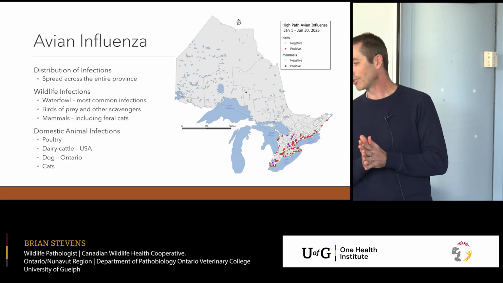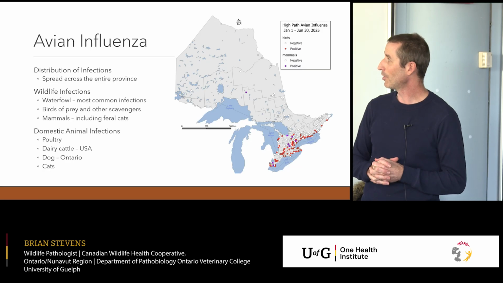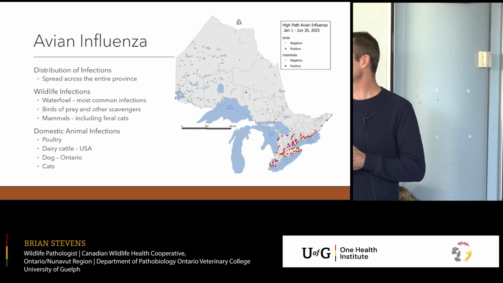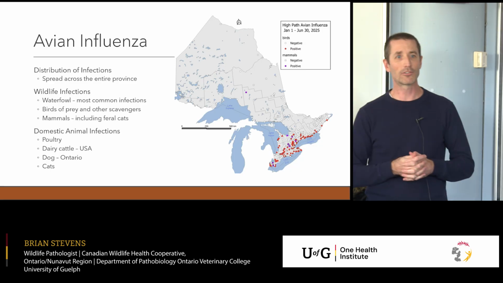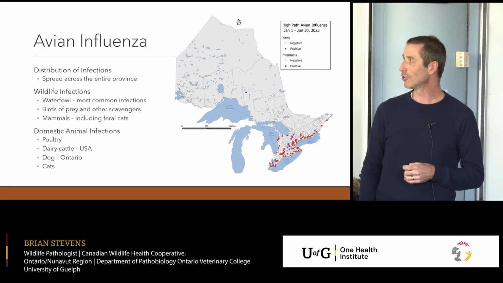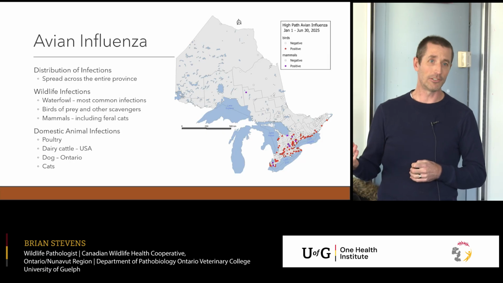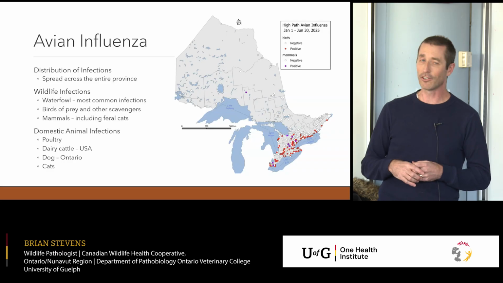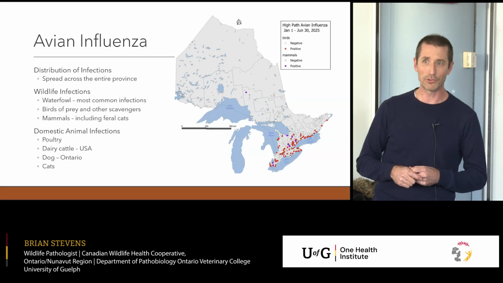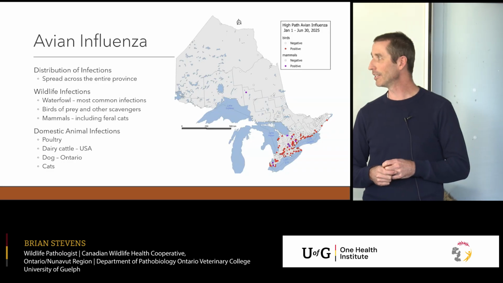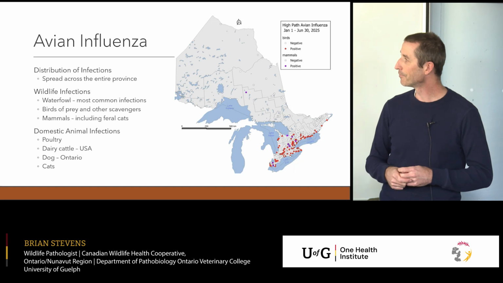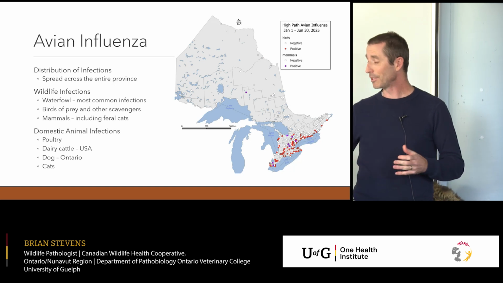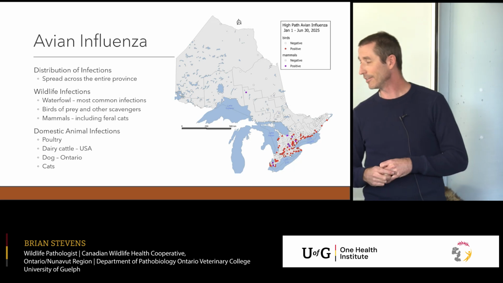When we have infections, it is pretty much spread across the province. We had a particularly bad winter this year with this virus, where our resident geese populations did have severe disease and death across southern Ontario. So all of those red dots down there, a lot of them are from January, February, when we had mass mortality events in many of our waterfowl species. So pretty much it is spread across the entirety of the province.